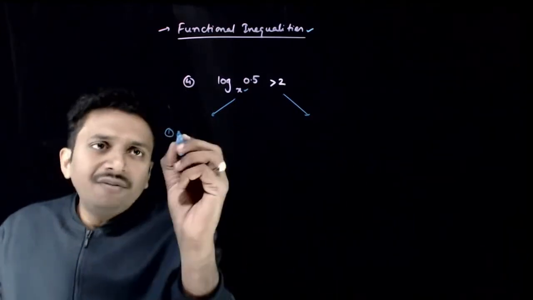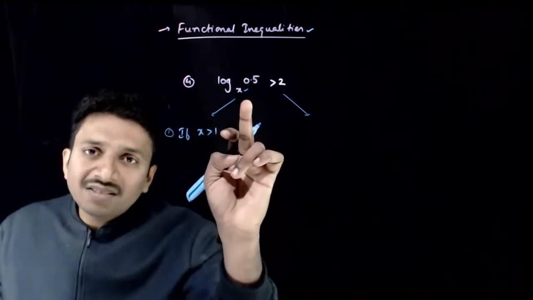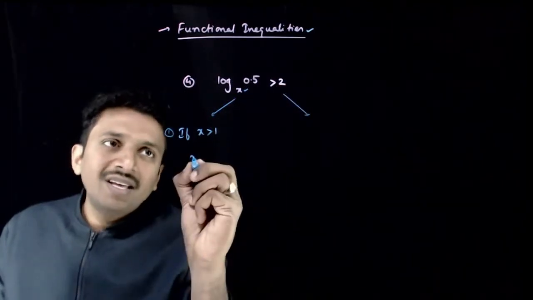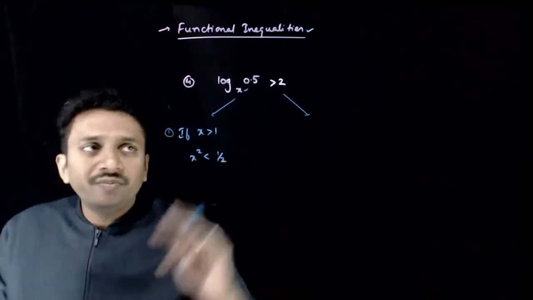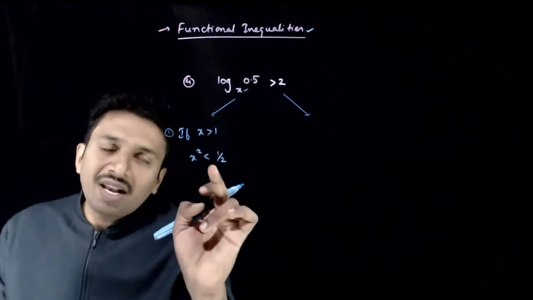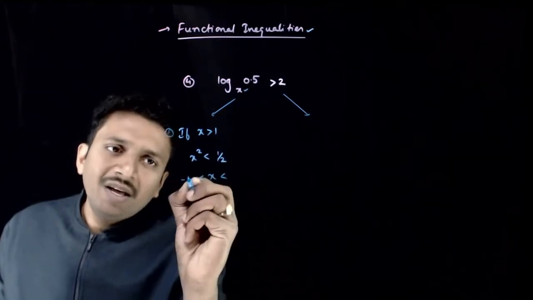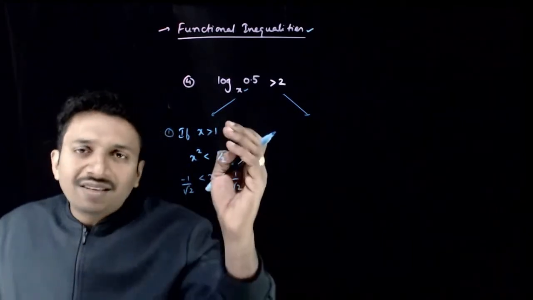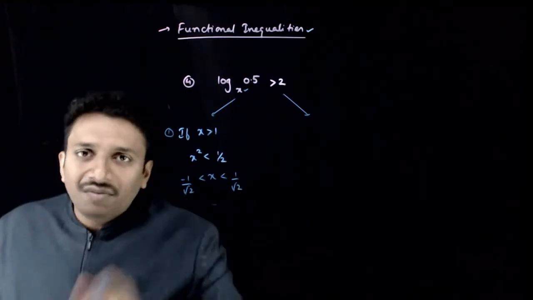Case 1, if x is greater than 1. If x is greater than 1, I can directly convert this into exponential form, that is x square is less than 1 by 2. X square is less than 0.5, that is 1 by 2. So x square less than 1 by 2 implies x is in between minus 1 by root 2 to plus 1 by root 2. So if x is greater than 1, then x has to satisfy this interval.